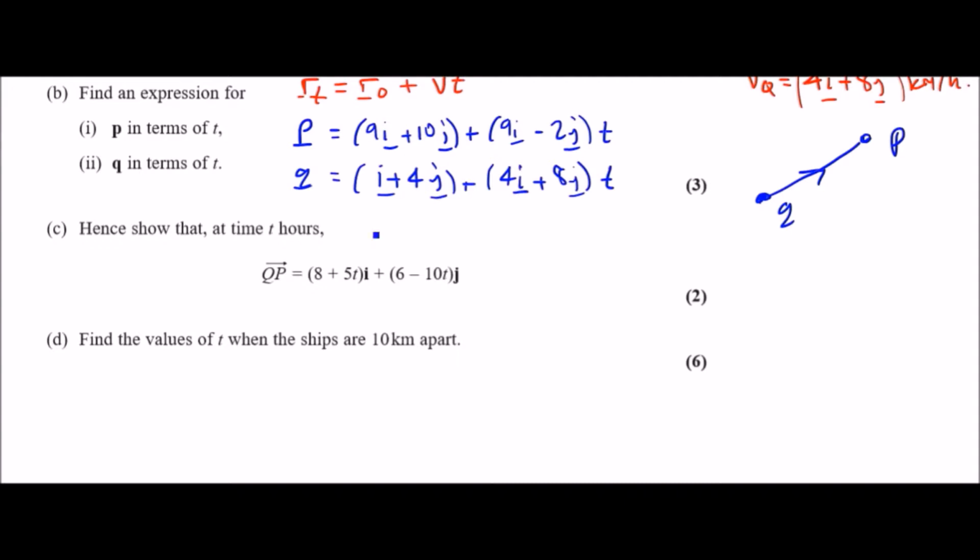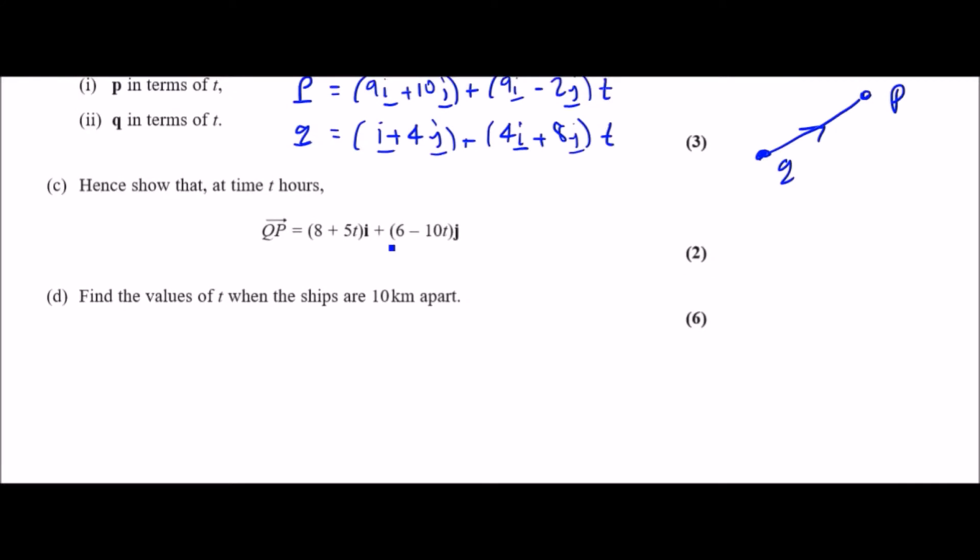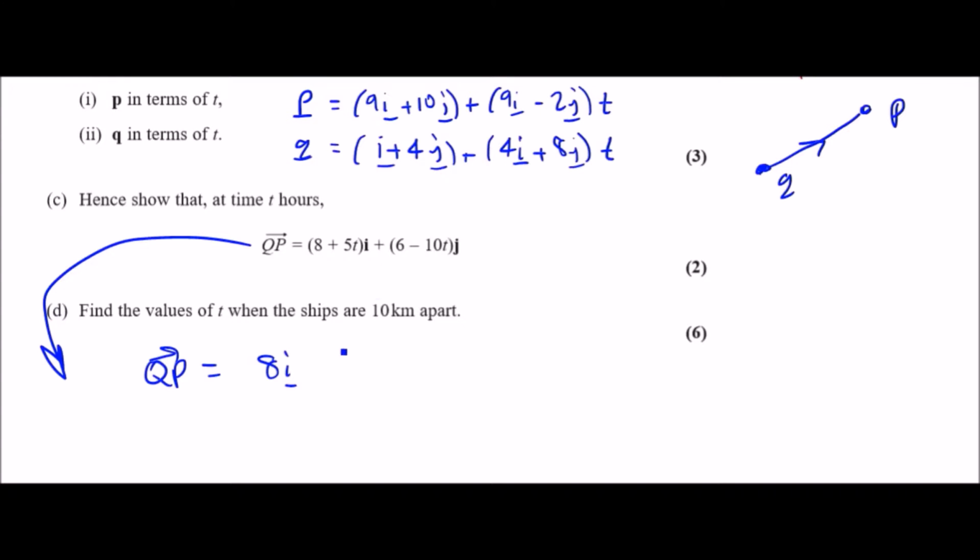To find this entire expression, this is simply the difference from P to Q. You just do P take away Q to get this. Now let's try that. Let's find the difference. Subtracting these vectors across, what do we get? We've got 9i minus i, which gives us 8i. Let's call this QP down here. So we have 8i, good. 10 take away 4 is 6, so plus 6j.